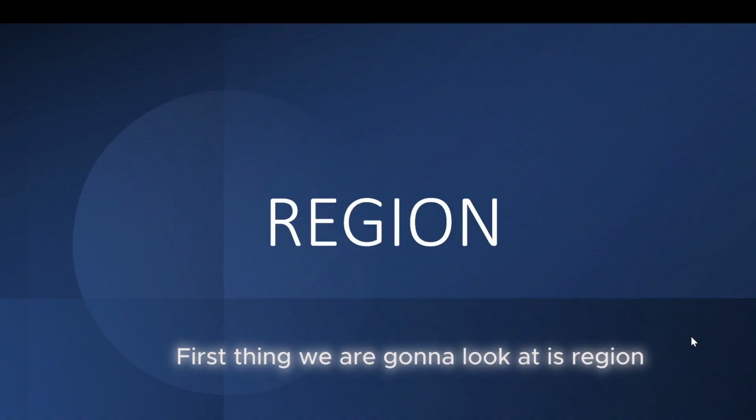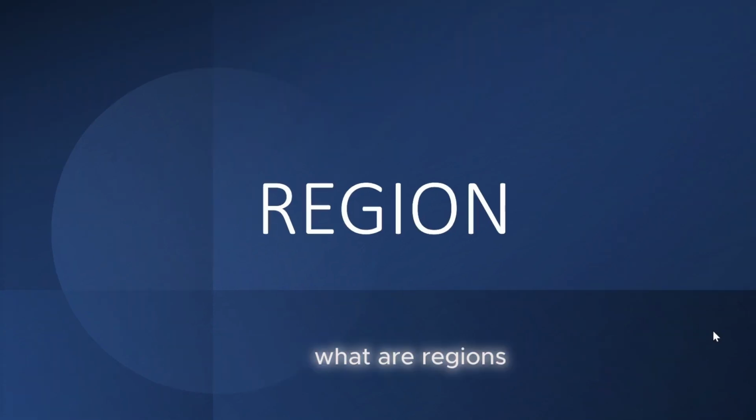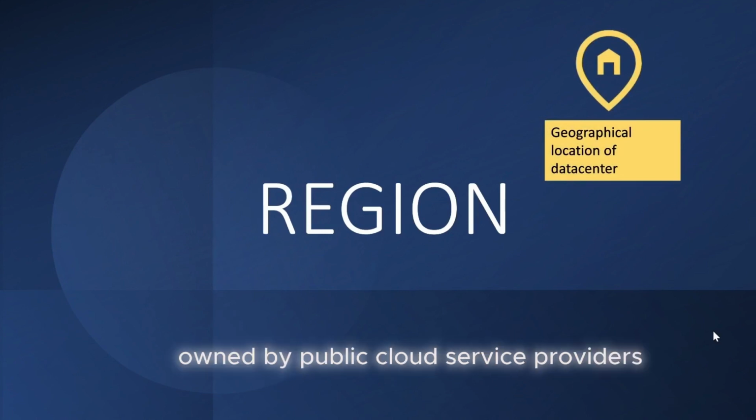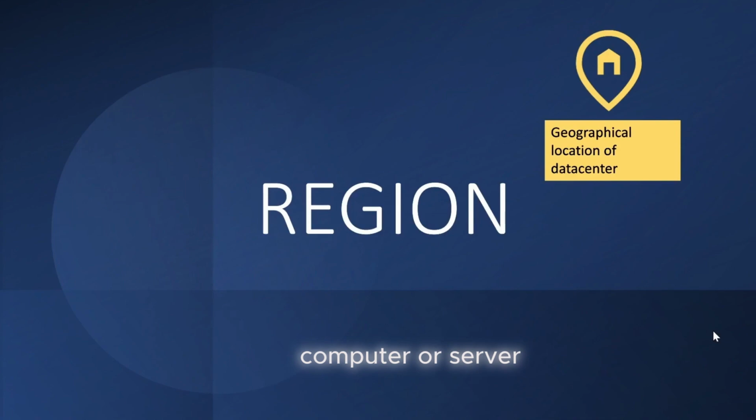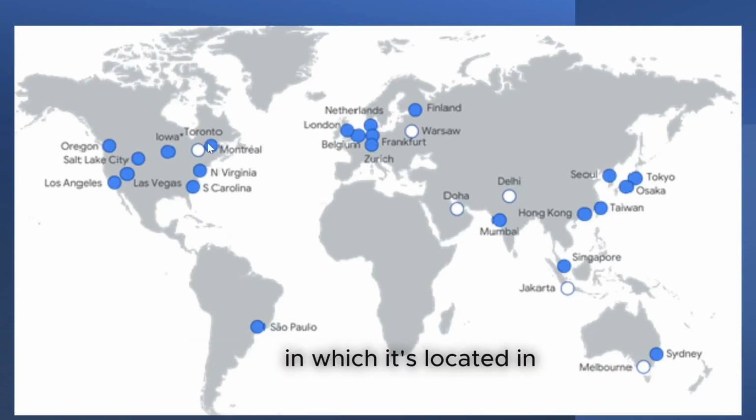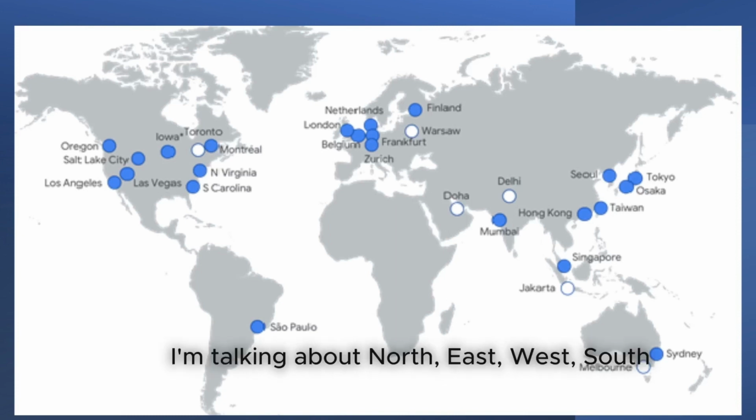First thing we're going to look at is region. What are regions? Regions are geographical locations where the data centers owned by public cloud service providers reside. The cloud is basically using someone else's resource, computer, or server, and the region is the geographical area in which it is located. So, when I say geographical area, I'm talking about north, east, west, south.